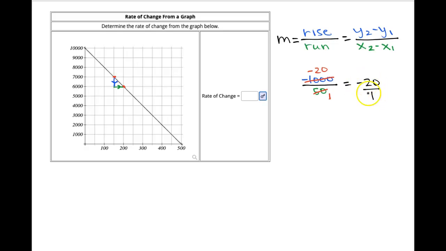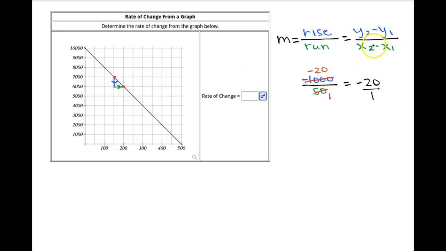Oftentimes, when we're talking about slope, we do write it as a fraction, but when you're writing it into your answer here, you don't need that 1 on the bottom, because anything divided by 1 is just itself. So our rate of change here would be negative 20. And again, make sure you understand why it's negative, because we're going down, right? And that's making it negative. We're going from 7,000 to 6,000. And then going to the right is going to make it positive.